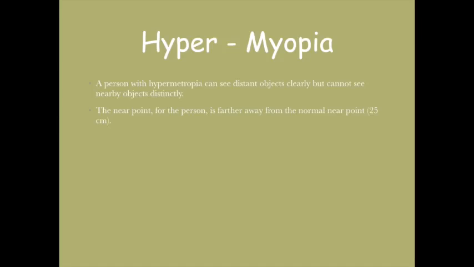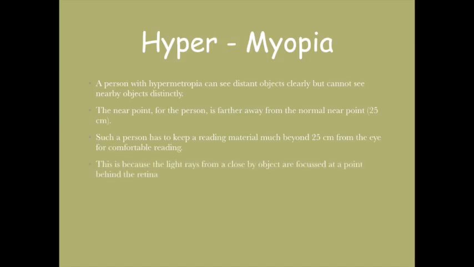It is the opposite case of myopia. Here the person cannot see the nearer objects. The near point becomes farther than 25 centimeters. Such a person has to keep a reading material much farther away for him to see. This is because the light rays form a focus point behind the retina, and this is because the focal length is too long or the eyeball becomes very small.